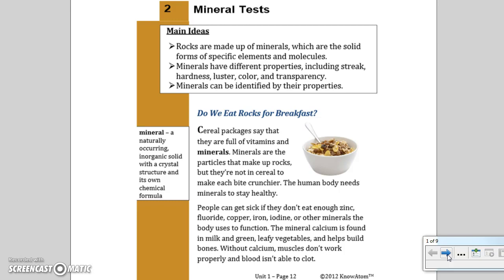People can get sick if they don't eat enough zinc, fluoride, copper, iron, iodine, or other minerals the body uses to function. The mineral calcium is found in milk and green leafy vegetables and helps build bones. Without calcium, muscles don't work properly and blood isn't able to clot.